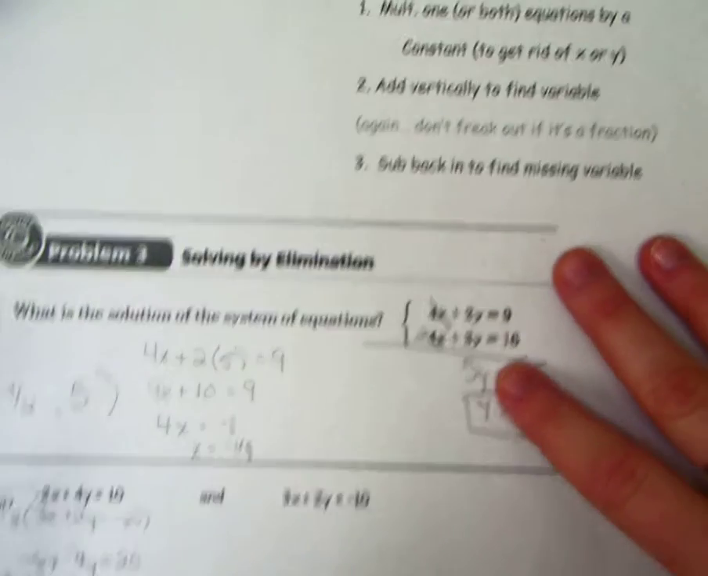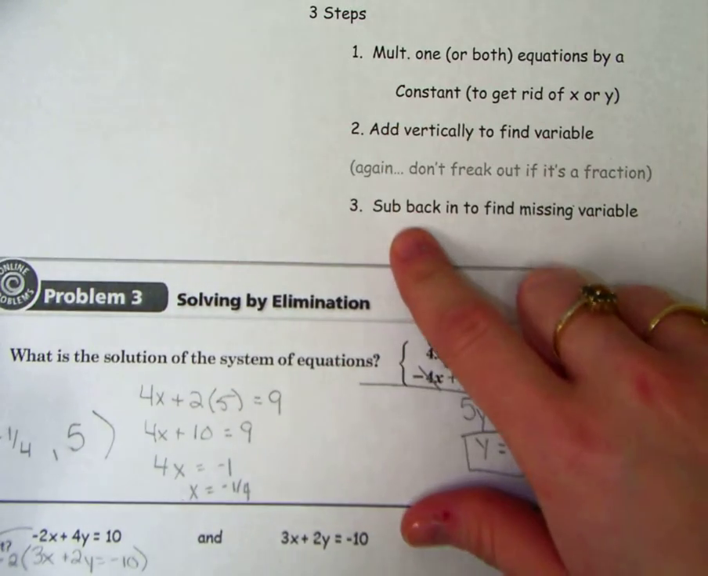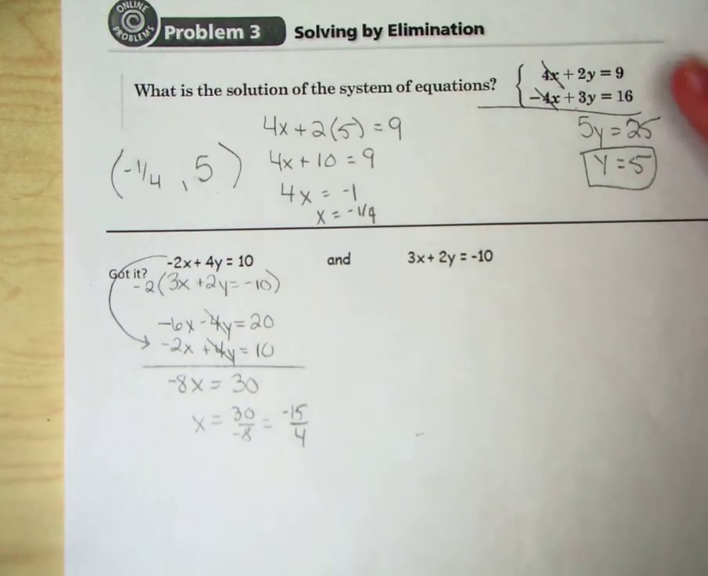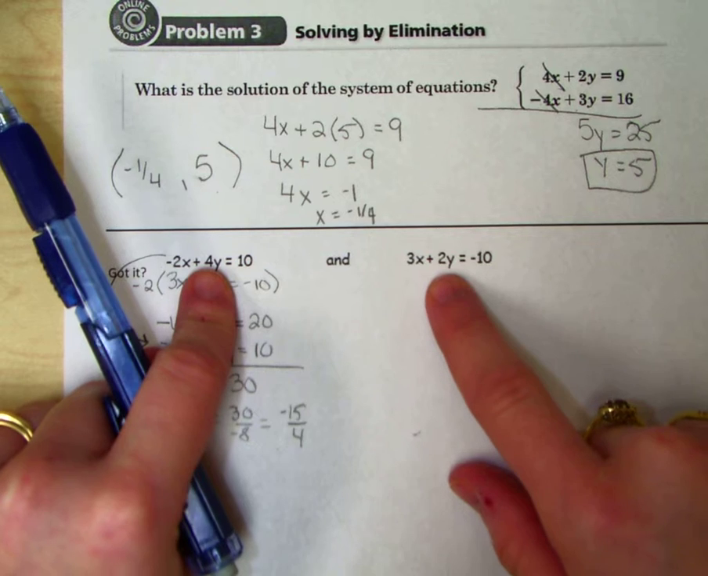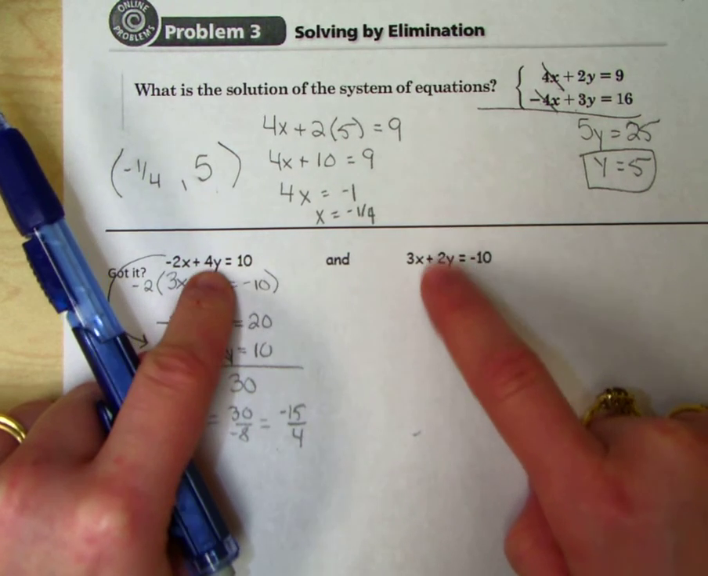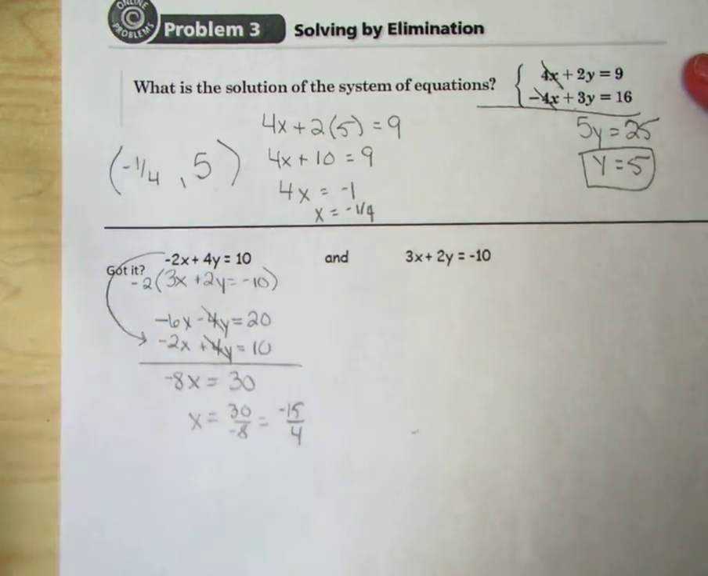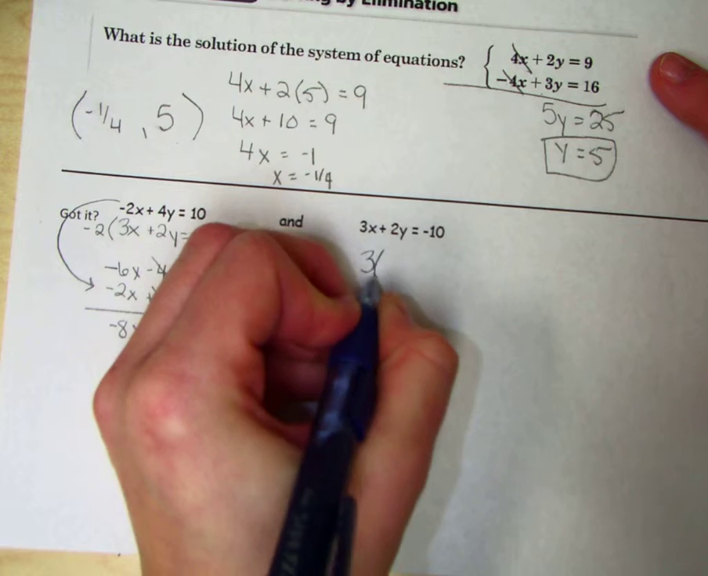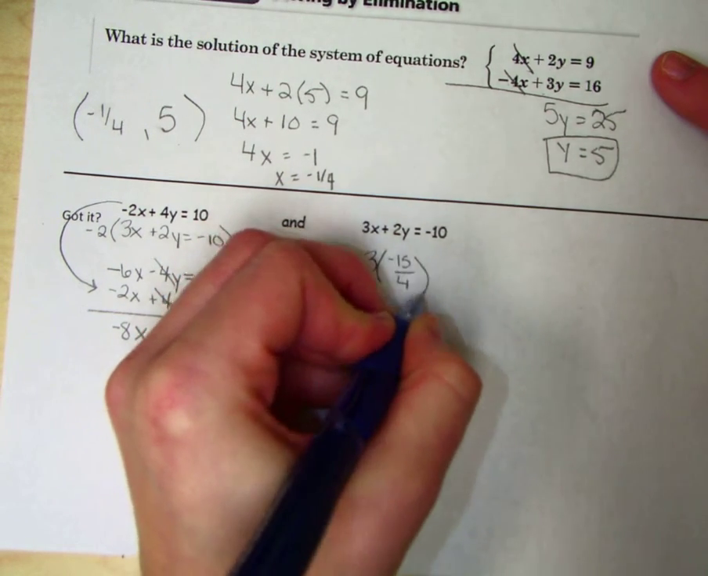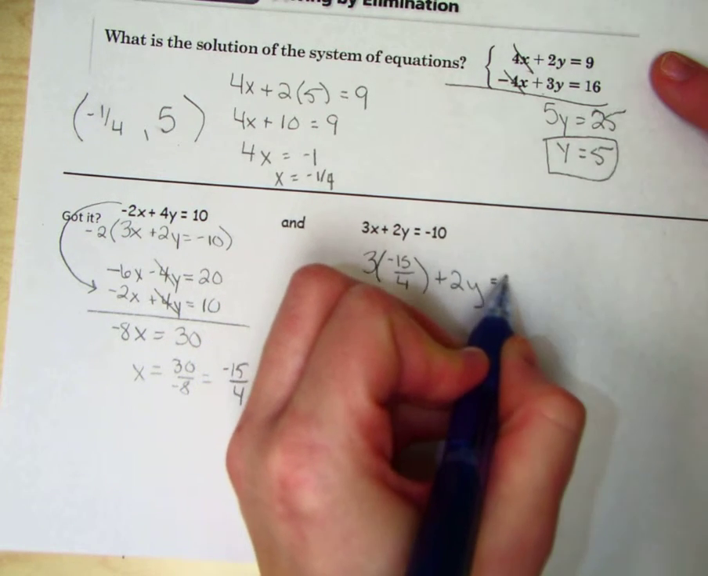So we did step 1 and step 2. Once you get step 3, you need to sub that back in to find the missing variable. Since we have x, we either have to pick the first or the second equation, the ones that I'm pointing at, to plug it back in. It doesn't really matter which one. I'll just pick the second one so I have more room. So I'll do 3 times, instead of x, negative 15 over 4, plus 2y equals negative 10.